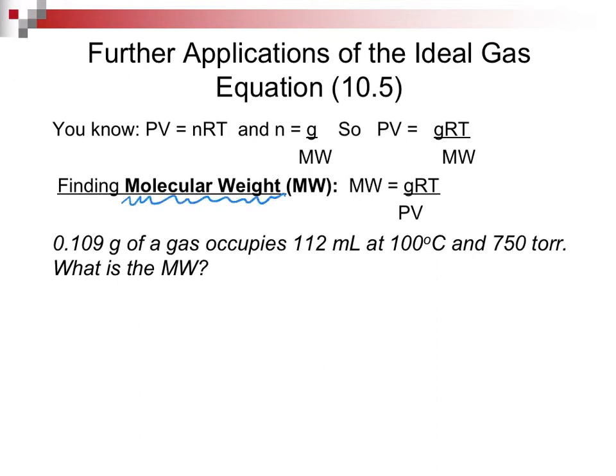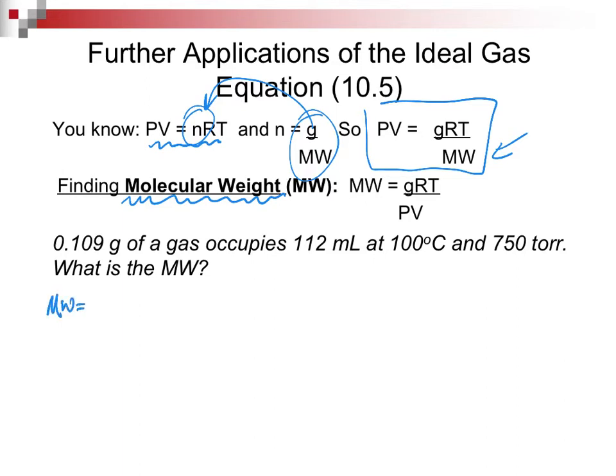And it is from the ideal gas law. PV is equal to nRT, and n is grams over molecular weight. So when I substitute that into the equation, I get the following, and then I will solve for molecular weight. So how are we going to talk about this? Well, we're going to just substitute in. I'm going to say molecular weight is equal to grams RT divided by P times V.